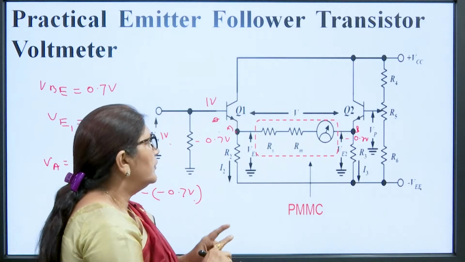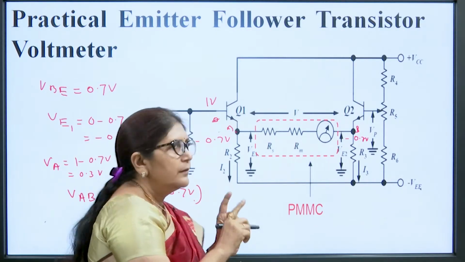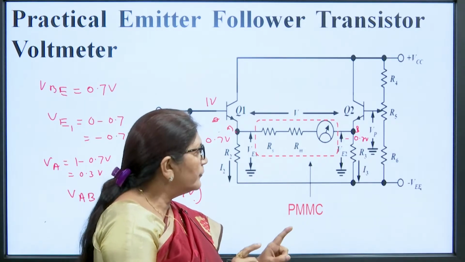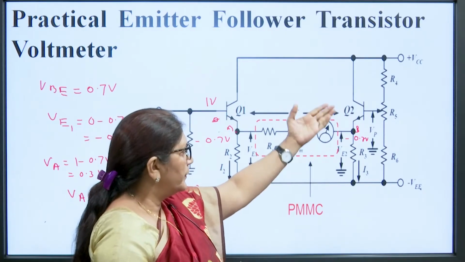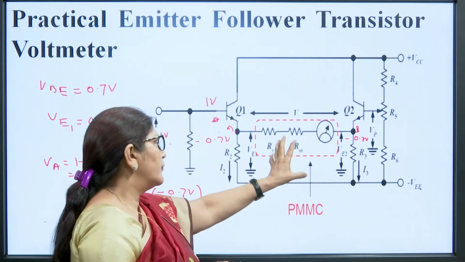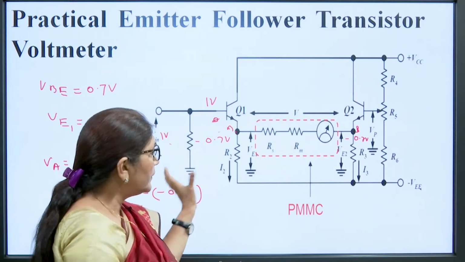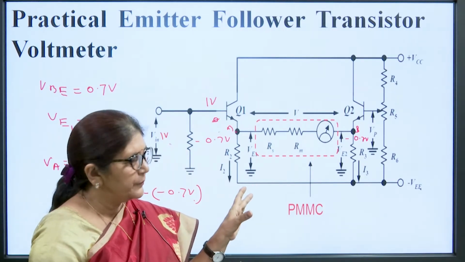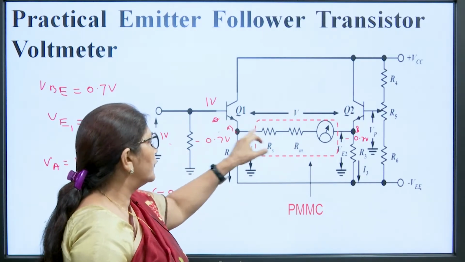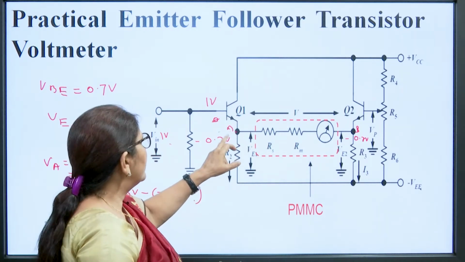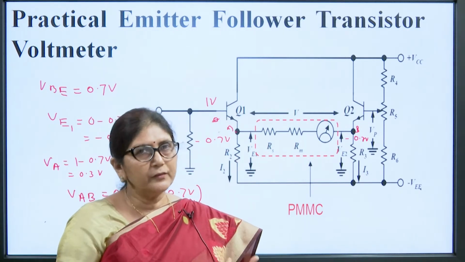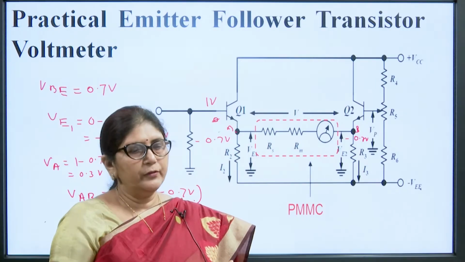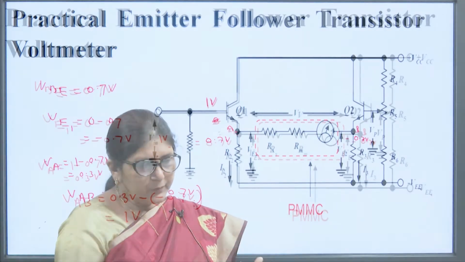By using this practical emitter follower transistor voltmeter, we can measure the exact value of the voltage. Here we are also applying VCC and VEE. This meter is not drawing any current from the circuit, and the input resistance of this meter is also equivalent to the previous meter, because this is placed at the emitter of this given transistor. So, this is multiplied by the HFE. Input resistance is increased, there is no voltage drop across the meter, and whatever we are applying at the input, the same reading we are getting from the meter.